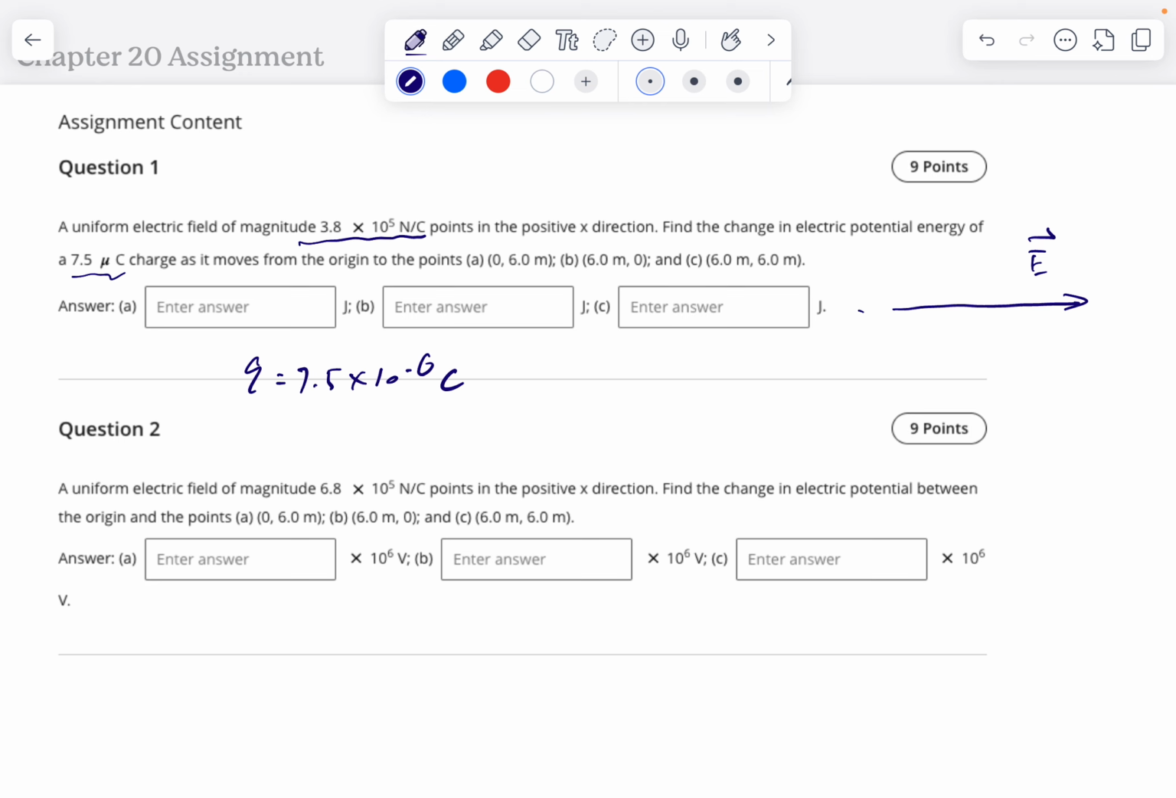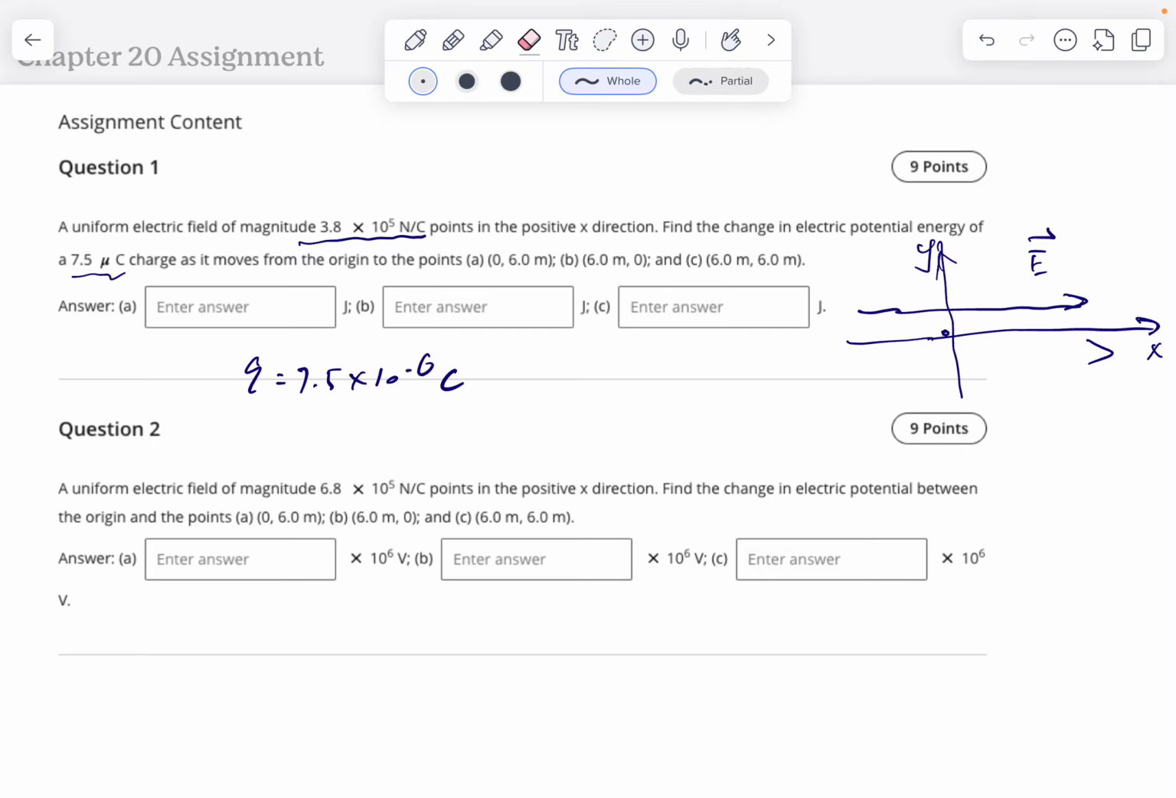So basically this is the electric field, pointing in that direction. Assume this is the origin, and this is the x-axis, 0 to 6.0. So this is x and y, 0, 6.0. So here is 6.0. Okay, so find the change in electric potential energy.